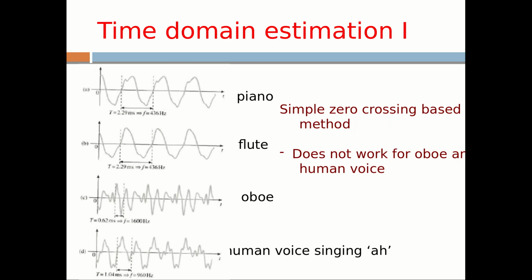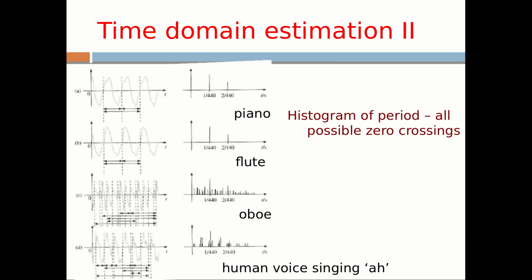A simple method which we could use would be the zero crossing based method. This method involves trying to find the periodic part of the signal, or the repeating part of the signal, and estimating its time period from which we can get the frequency. As we can see, this method works well for the first two but gives a bad result for the second two. One other way to do this could be to find all the possible zero crossings and plot a histogram of the periods obtained. We see that this has given us good results.